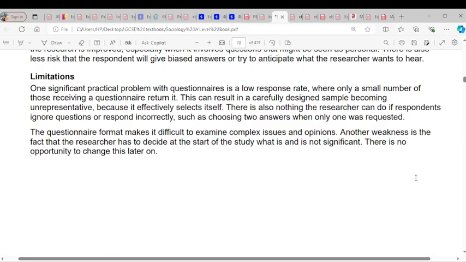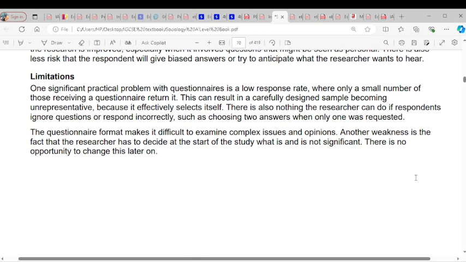This can result in a carefully designed sample becoming unrepresentative because large numbers of people are not returning it. So it doesn't give you the opportunity to generalize. You get the point there? Because if it is unrepresentative, it means you cannot generalize.